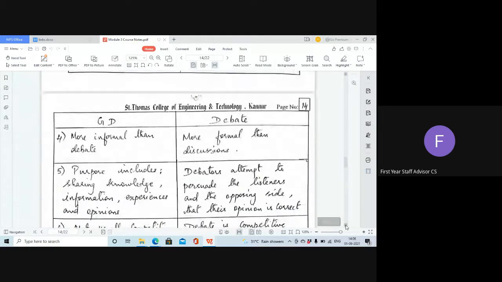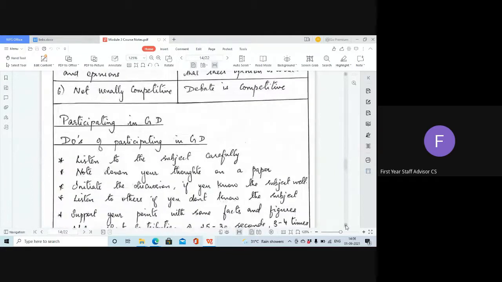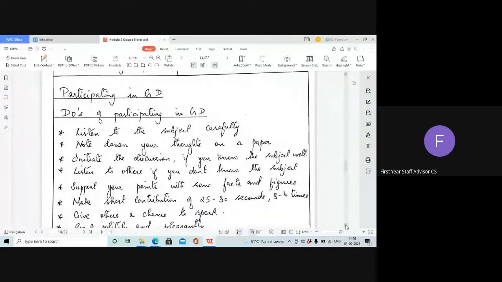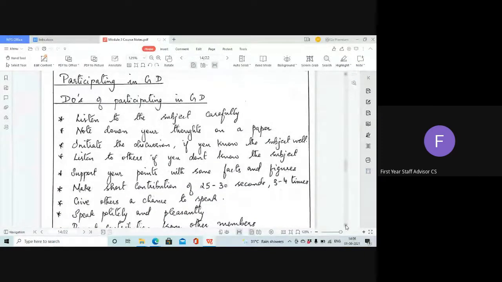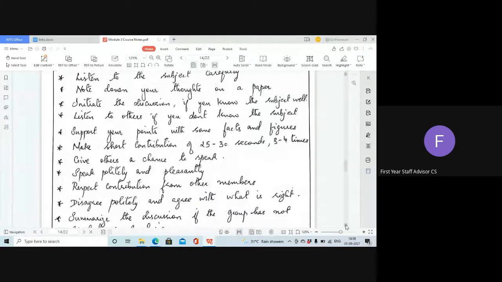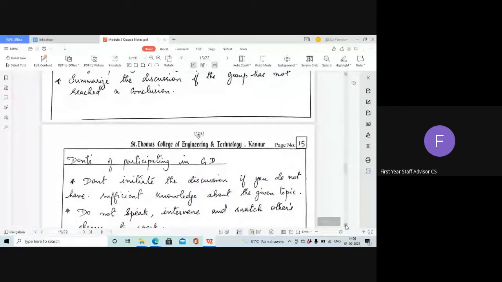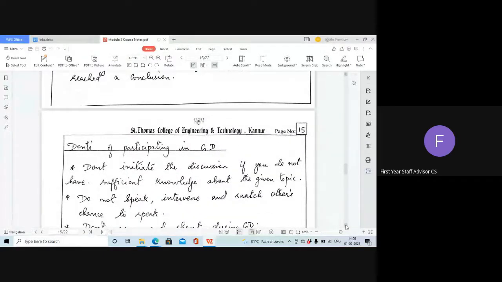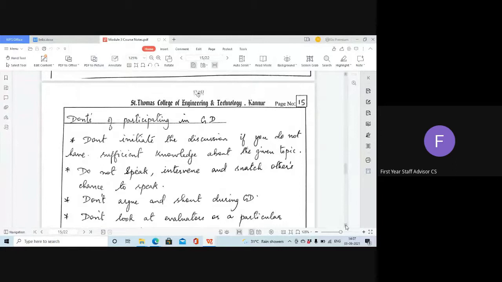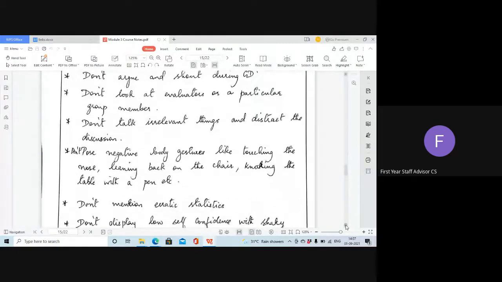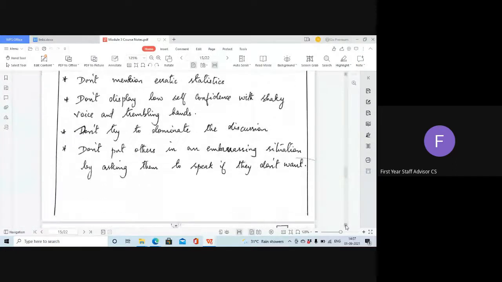So there are several differences. I think I had covered it in the last class. That is an important question, so study that question well. Then next is when you are participating in the GD, what are the do's and don'ts? What all you should do, and what all you should not do when participating in a GD. Several points were discussed and I think we stopped with the do's and don'ts of GD.